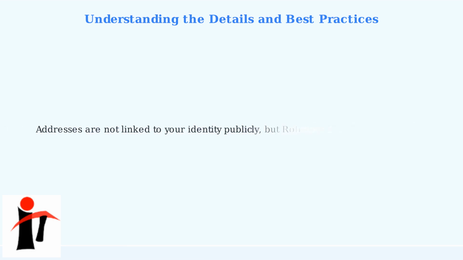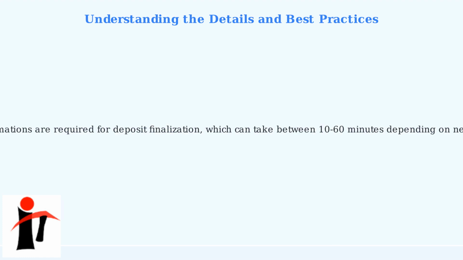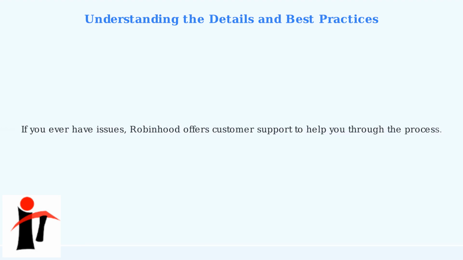Addresses are not linked to your identity publicly, but Robinhood does verify its users. Blockchain confirmations are required for deposit finalization, which can take between 10 to 60 minutes depending on network congestion. If you ever have issues, Robinhood offers customer support to help you through the process.